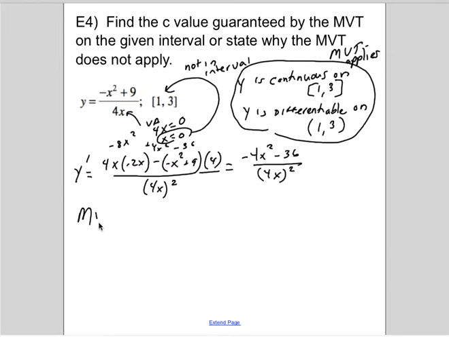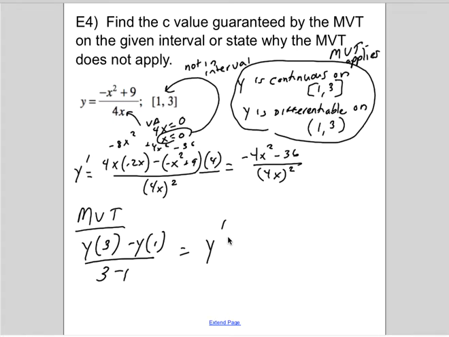So then when I go to use the MVT, I need to find that y of 3 minus y of 1 over 3 minus 1 is equal to the thing I just found y prime to be. And you can call it y prime of c or y prime of x, it doesn't matter. The point is that you don't know that x coordinate right now. So when I plug in, I'm just going to give myself a little bit of room to find y of 3, right?